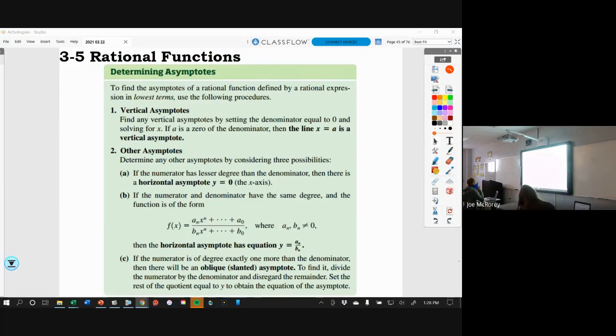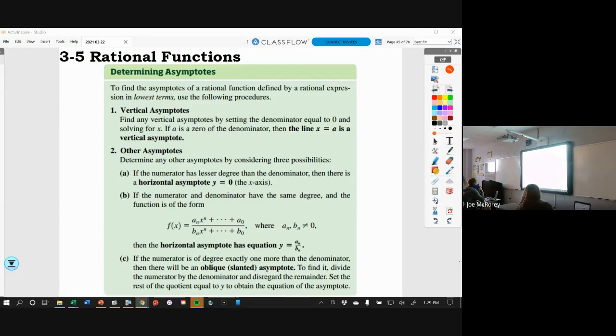Letter A, if the numerator has a lower degree than the denominator, we have a horizontal asymptote at y equals 0. If the numerator and the denominator have the same degree, we will have a horizontal asymptote located at the ratio of the leading coefficients. When we get to that one in a second, it'll make more sense. If the degree of the bottom is less than the top, we will not have a horizontal asymptote.